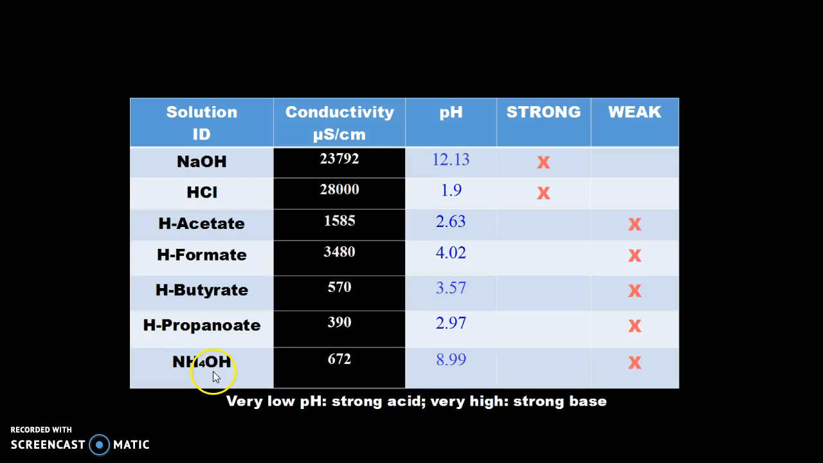And the same thing with the ammonium hydroxide. We see it had a very low conductivity. And now on the base side, this is a base because it's higher than a pH of 7, but it's nowhere near the 12.13 of the 100% dissociated sodium hydroxide.